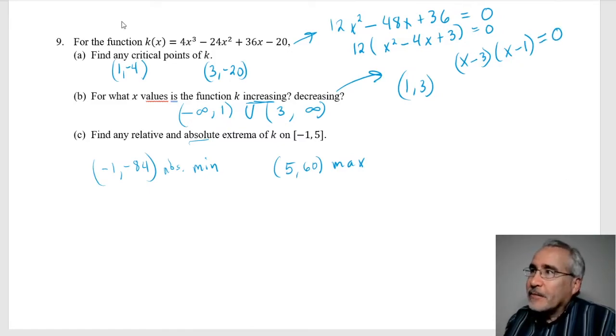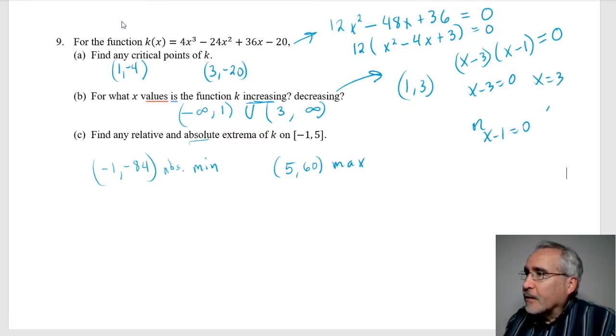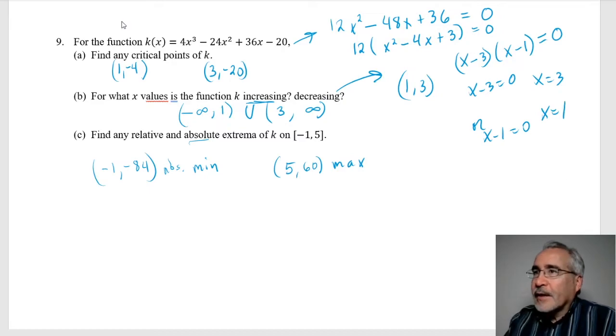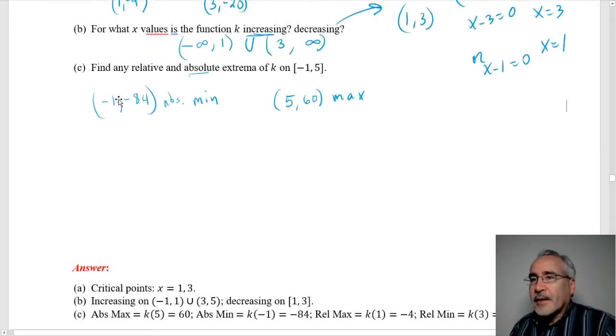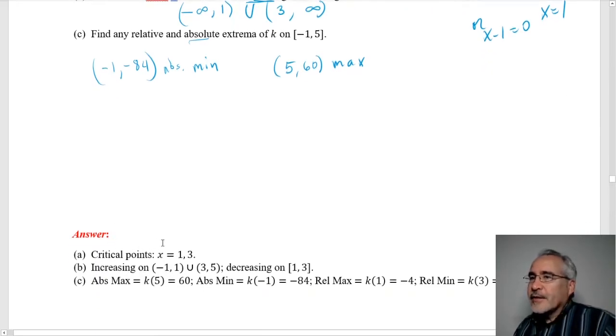Again, the graph was very helpful. So x minus 3 equals 0, or x minus 1 equals 0. So this top one gives us x equals 3, and this gives us x equals 1. So there's our 1 and 3, plug them in, and we're good. So critical points, x equals 1 and 3, actually those are critical values. When you call them critical points, you need coordinates.